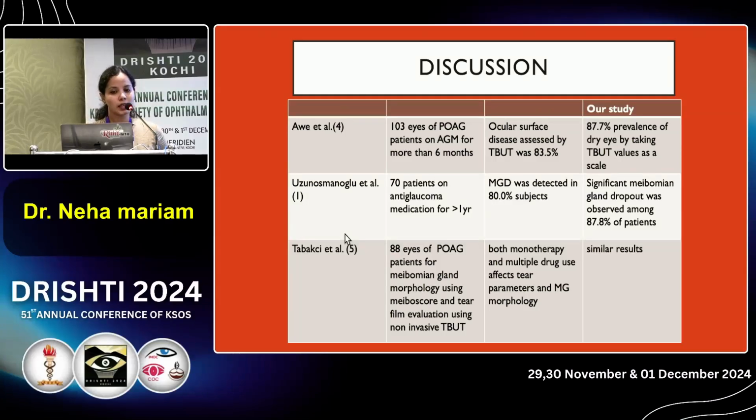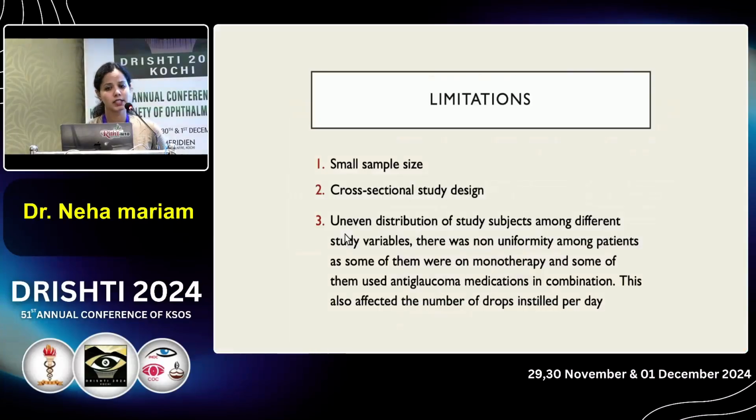In a study by Tabaki et al., 88 eyes of POAG patients were studied for MEBO score and non-invasive TBUT, and both monotherapy and multiple drug use affected the parameters of meibomian gland morphology, and similar results were noted in my study also. Limitations: it was a small sample size with a cross-sectional study design. There was uneven distribution of study subjects among the different study variables, and non-uniformity among patients, as some of them were on monotherapy and some were using a combination of anti-glaucoma medications. This also affects the number of drops used.